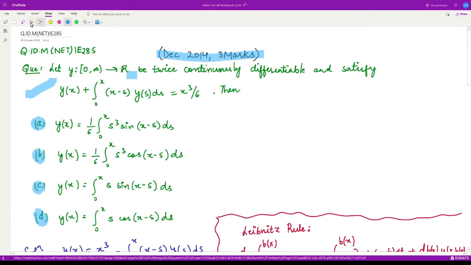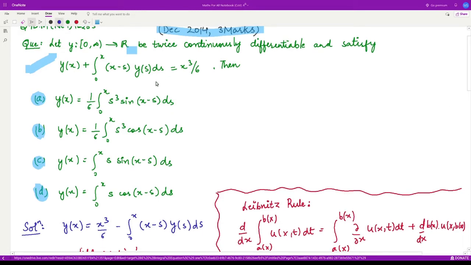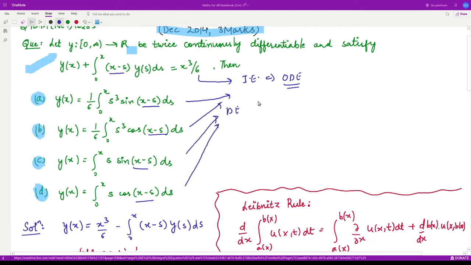So this is a pretty simple question. Let us have a look at its solution. There are multiple ways to solve this question. Because it is in this form x minus s, we can convert this into the convolution type kernel and then solve it using Laplace transform. Or a more easier method is to convert the given integral equation into the corresponding ordinary differential equation, right? And then we can again convert these options into differential equations, and then we can see which option matches with the given integral equation.